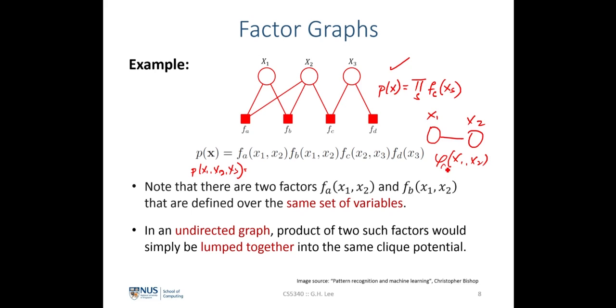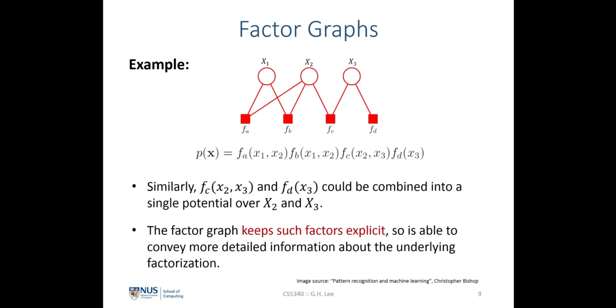We won't write this as psi of A, x1, x2, and psi of B, x1, x2, because this form of factorization is simply not read off directly from the Markov random field representation. But it's interesting to see that in factor graphs, we can actually represent this factorization between fA and fB, which contain the same set of random variables x1 and x2, explicitly. And similarly, fC and fD could also be combined into a single potential over x2 and x3 in the case of the Markov random field.